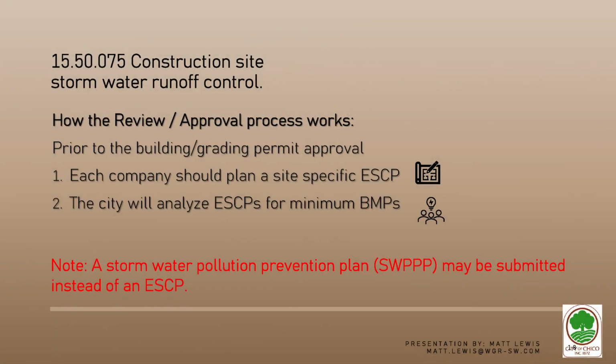In cases where a SWIP is developed, the city will accept this as a substitute for an ESCP plan. However, any additional BMPs may be required by the city prior to approval of a permit. An ESCP plan is basically a dumbed down version of a SWIP, but it more or less has the same requirements when it comes to BMPs.